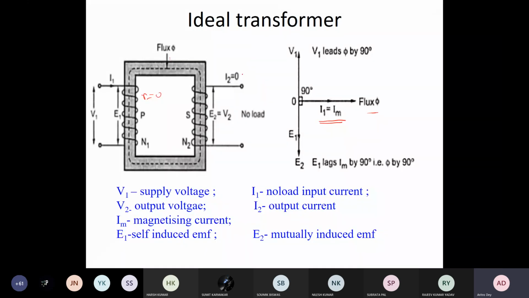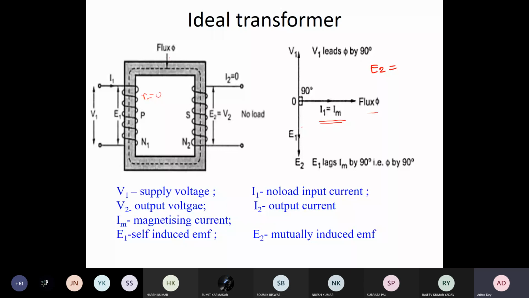So what is your E2? Your E2 will be equal to d phi by dt. If you do d psi by dt, it will again lag Im by 90 degrees, right? E1 lags Im by 90 degrees. And E1 is developed in such a way, following Lenz's law, that it will try to oppose its cause. That is the inductive effect, you know. So your E1 polarity will be in phase with E2, right, as you can see here.